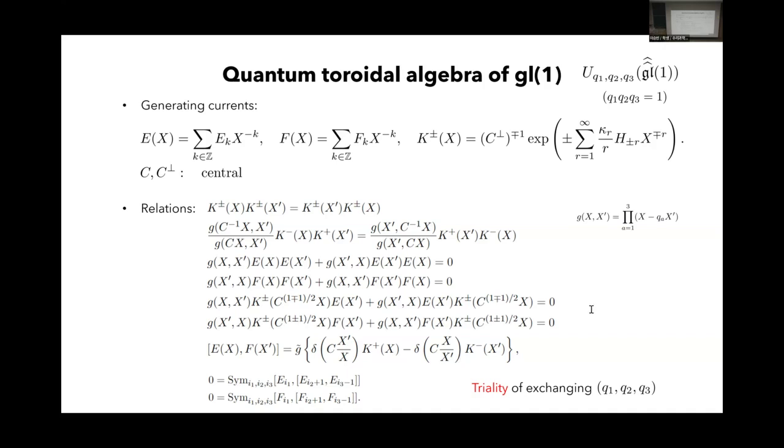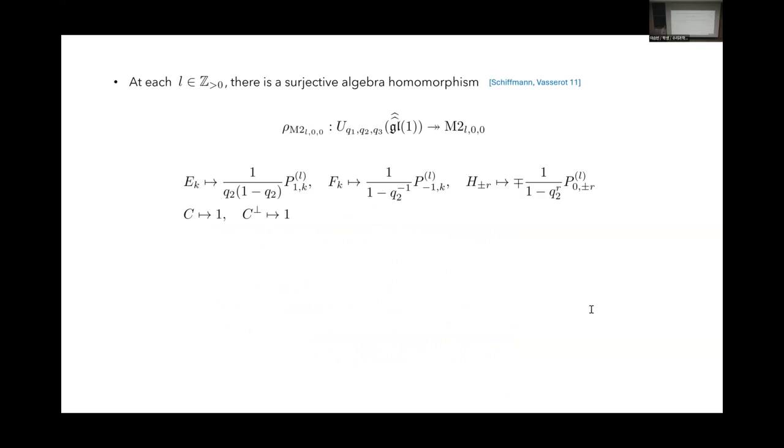So in terms of these generators, the map that I introduced, the Schiffmann-Vasserot statement, can be expressed in this way. The e_k generators map to these P_{1,k} difference operators, and so on and so forth. This map destroys the triality, even though the quantum toroidal algebra is triality invariant.